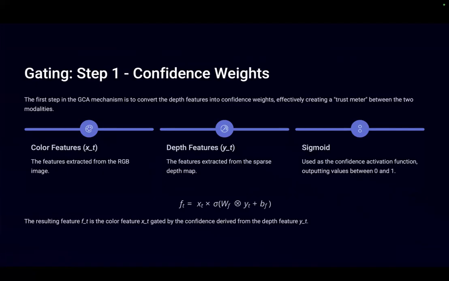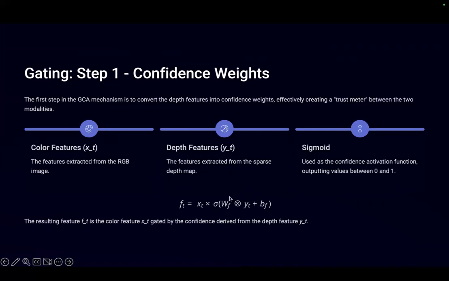So okay, in the first step, what we do is first we initialize the confidence weights. So we have this main equation. YT is the depth feature and XT is the color feature. So what we'll do is simply apply a convolution. Sigma is a function which gives a value between 0 and 1.